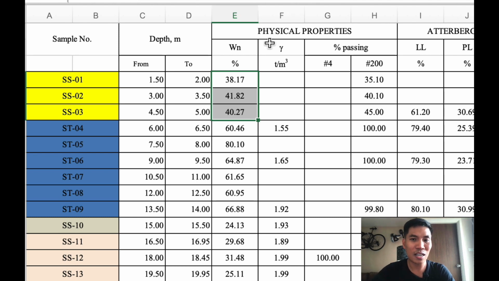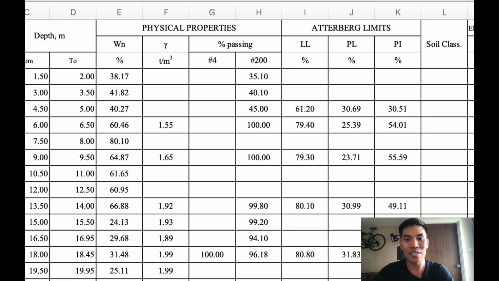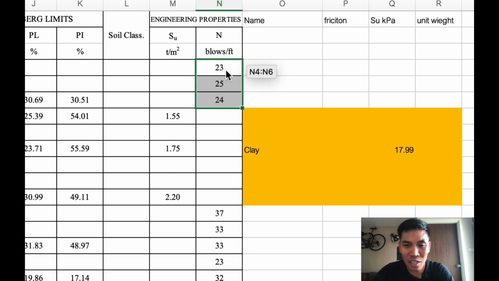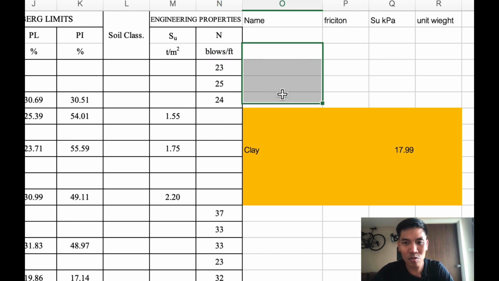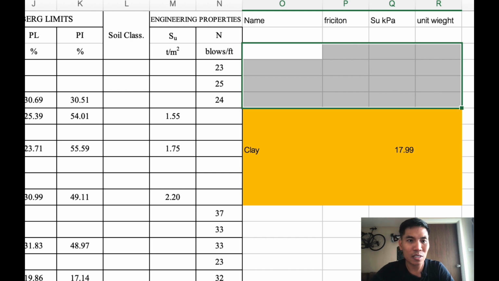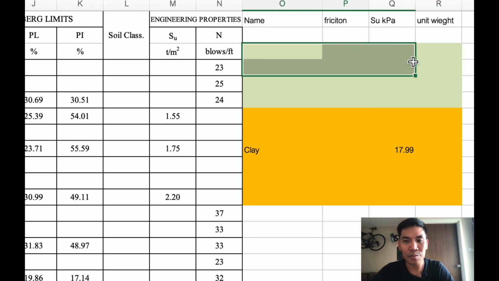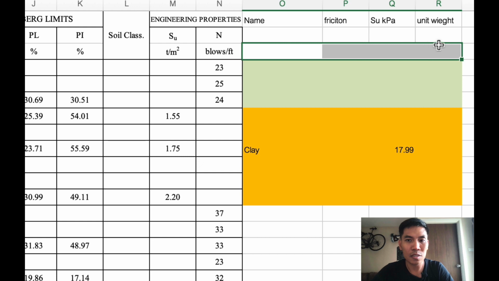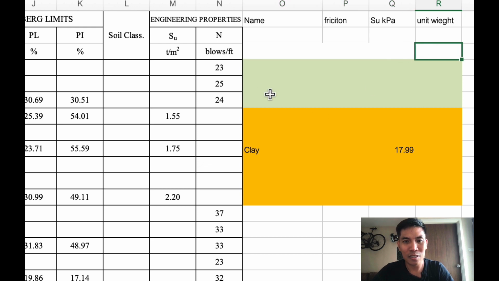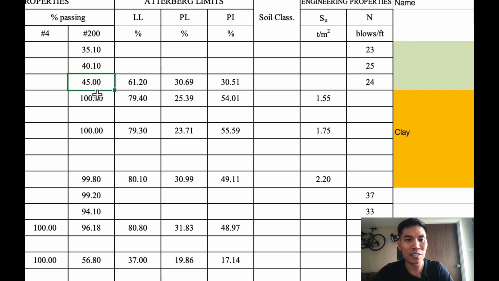So for SS, I start to see from N. You can see it here. Sorry, it should be the same or similar. So what kind of soil? You can see that it's passing number 200 about 40%. So 40% should be sand or fine grain. Is that clear?